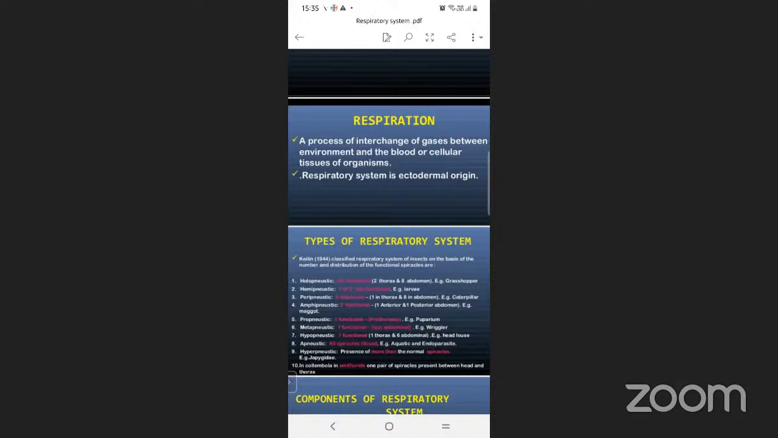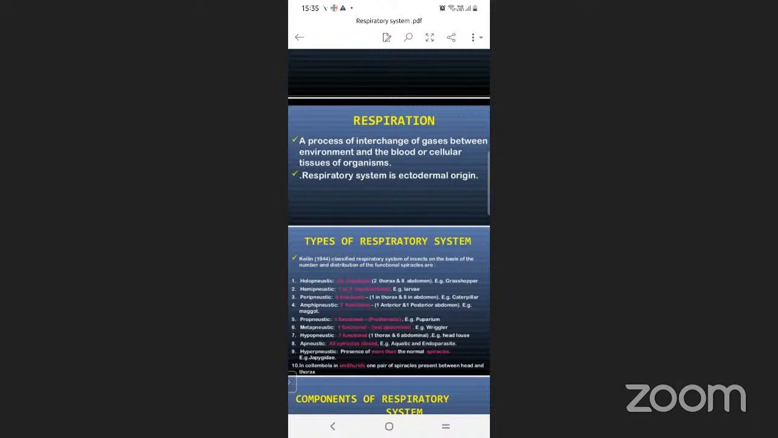If they have 1 or 2 non-functional ones in the larvae, then we call them hemipneustic. Otherwise, 1 in the thorax region and 8 in the abdomen is peripneustic, that is the caterpillar. Amphipneustic has 2 functional, 1 anterior and 1 posterior in the abdomen. Propneustic has 1 functional in the prothoracic region, that is pupae. Any pupa stage will have only 1 opening.